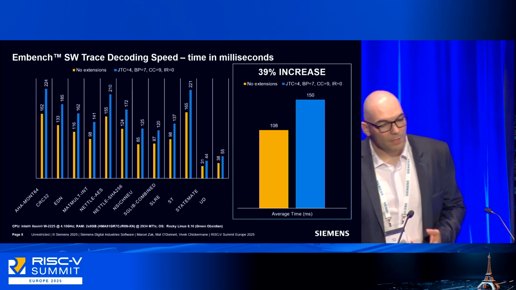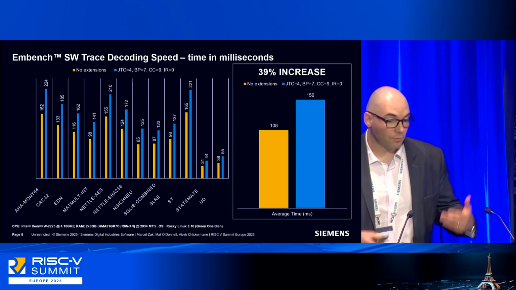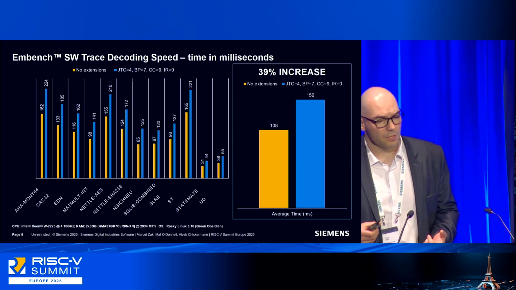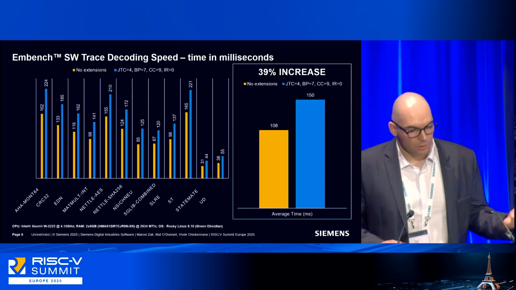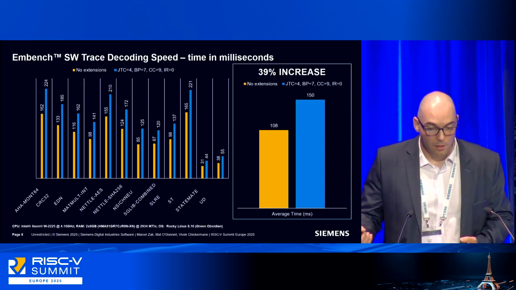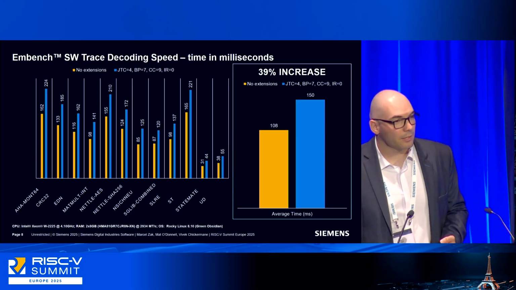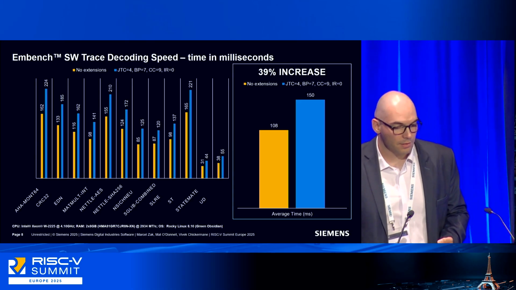Okay, but what is the performance of the software decoder when using the optional extensions? On one hand, the optional extensions allow better compression ratio. On the other hand, the software decoder must work harder to reconstruct the instruction addresses.